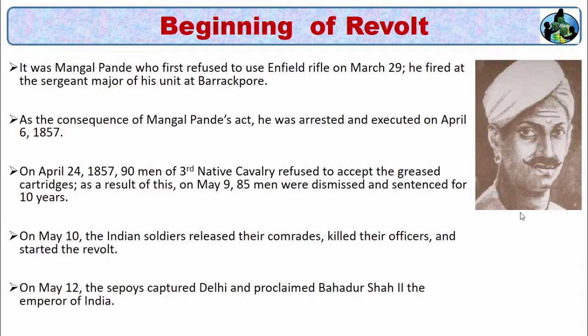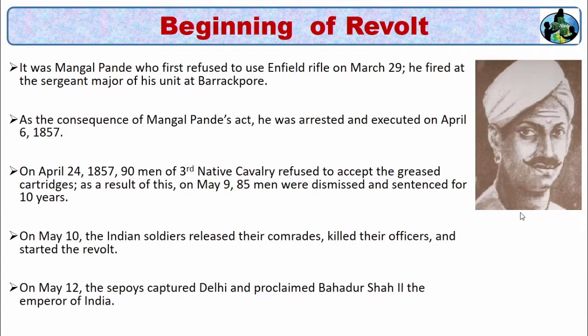Beginning of revolt. It was Mangal Pandey who first refused to use the Enfield rifle on March 29. He fired at the sergeant major of his unit at Barrackpore, Bengal. Now it is West Bengal. As a consequence of Mangal Pandey's act, he was arrested and executed on April 6, 1857.